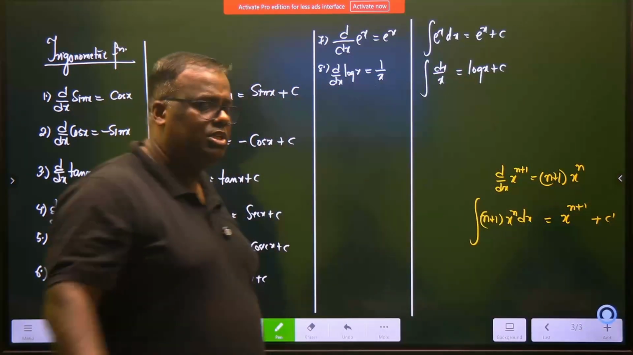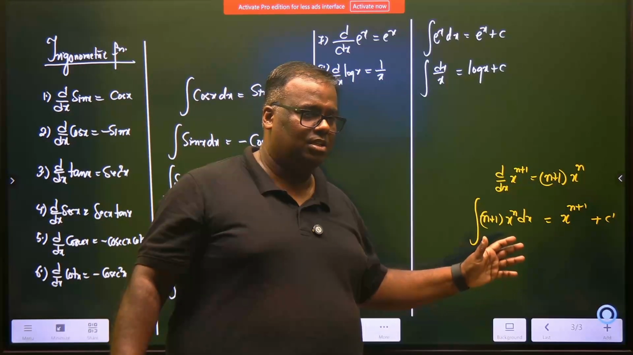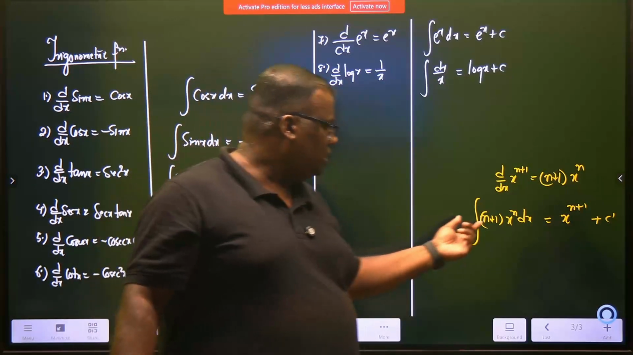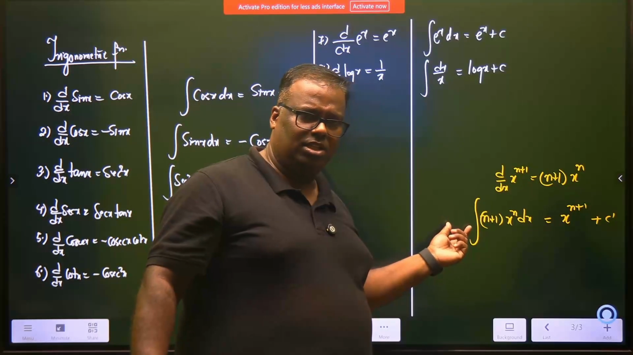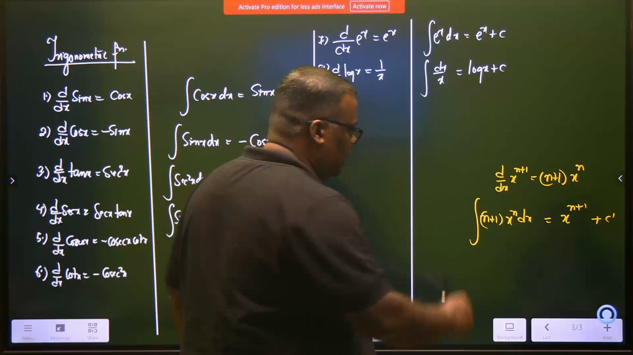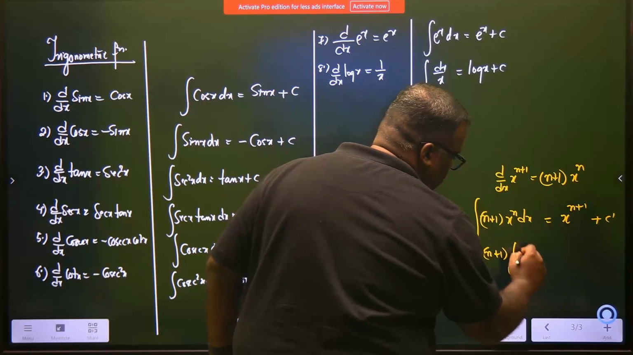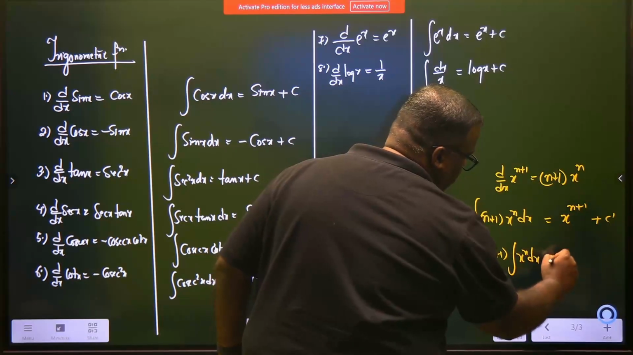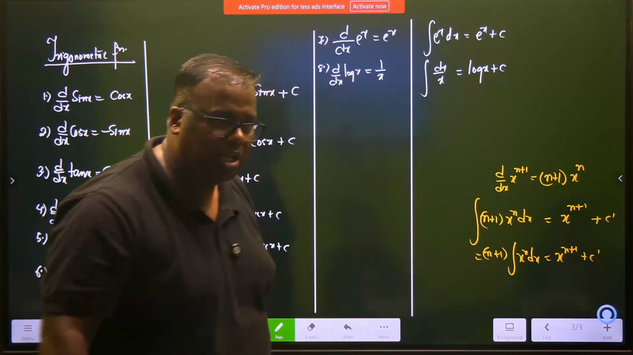Sir, why did you put c dash? Look, first see. Why did you put c dash? You'll ask. There should be some constant. Now this is a constant. Can the constant come outside the integral? Very much. I can write this as n plus 1 integral x to the power n dx is equal to x to the power n plus 1 plus my c dash, whatever it was, right?